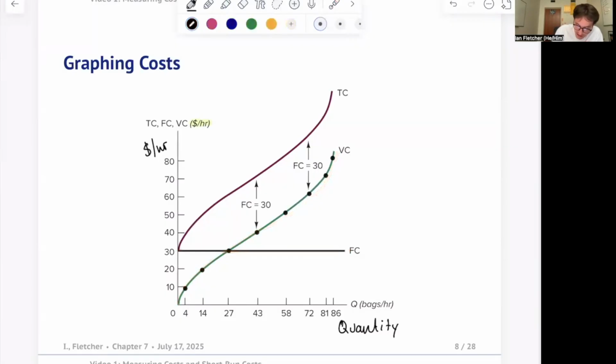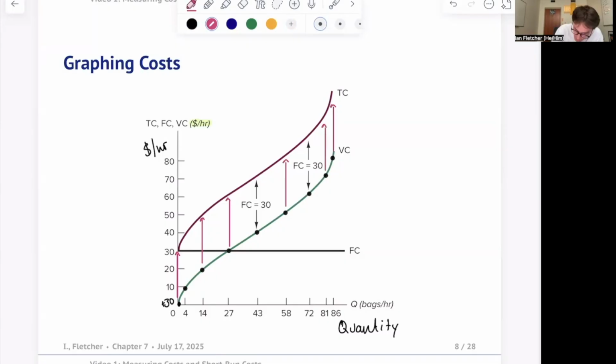And so this is essentially saying, okay, here plus 30 is going to take us up 30 units. Plus 30, plus 30, plus 30, plus 30, plus 30.